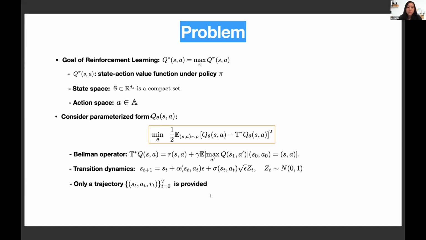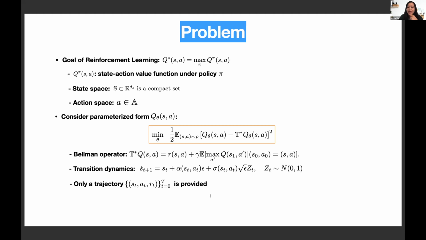Here we parameterize the value function by a parameter theta. So then finding the optimal value function Q is equivalent to solving this minimization problem, basically minimizing the norm of the Bellman residual. Here, this T star is a Bellman operator. And notice there is a conditional expectation. And this expectation is on the next state, conditioning on the current state, which we will use later.